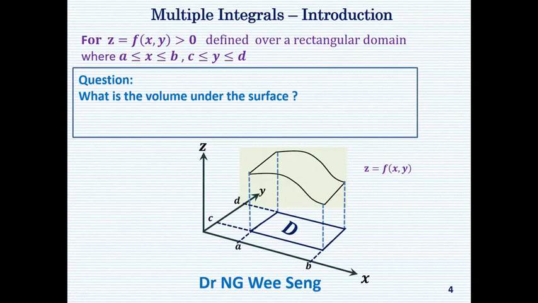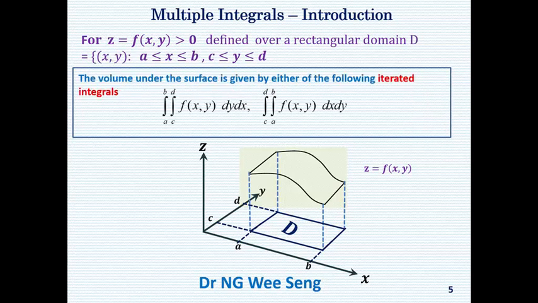Now in our setting, when we have a function of two variables, the graph is a surface, as we already know. Instead of area under the graph, we should now be talking about volume under the surface. The natural question to ask is, how to compute this volume? Will it be given by some form of integral? And the answer turns out to be yes. This volume can be found by computing either one of these so-called iterated integrals.